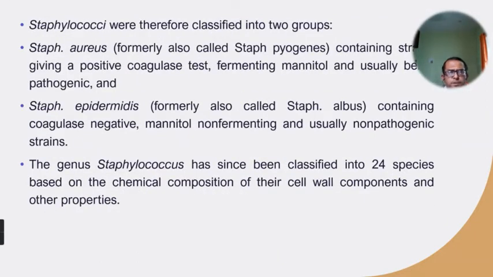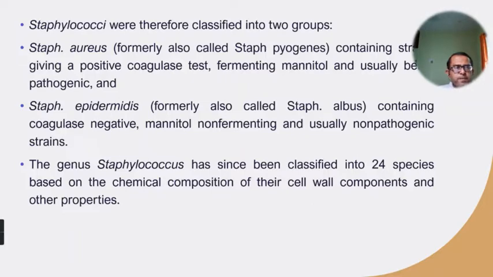Now, Staphylococci are grouped into two different groups. That is Staphylococcus aureus, earlier known as Staphylococcus pyogenes, containing a group of bacteria which is catalase positive, coagulase positive, fermenting mannitol, and usually pathogenic. And the other group is Staphylococcus epidermidis, formerly known as Staphylococcus albus, containing strains which are coagulase negative, mannitol non-fermenting, and usually non-pathogenic.